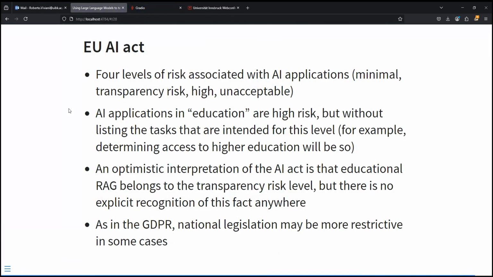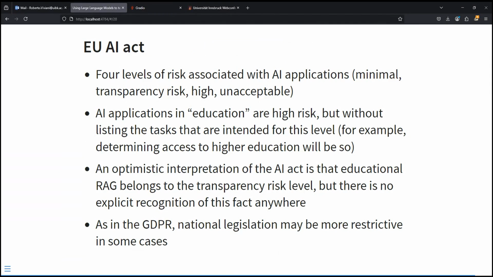Now, something about the legal aspects, and I don't think there is anyone here from that field. The problem is that the AI Act has listed education applications as high risk, but it's not clear that they mean all applications. For example, in their example, if one uses AI to determine who gets access to a course. There are 4 levels: minimal, transparency risk, high risk, and unacceptable risk. An optimistic interpretation, because I think it's not very clear what they want, is that the educational RAG belongs to the transparency risk level, which has been taken care of in this implementation because there is the chatbot, and in the informed consent they were informed that it's a machine, not a person.